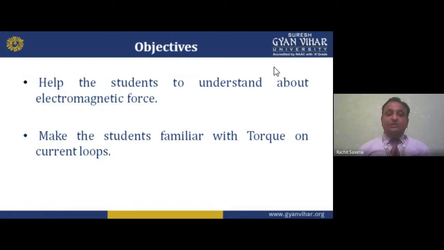Second, make the student familiar with the torque on current loops. So I am talking about force and torque both. We have different current loops, and the behavior of torque on current loops we will discuss later in this lecture. I hope you understand that we are going to study the electromagnetic force and then the torque on current loops.